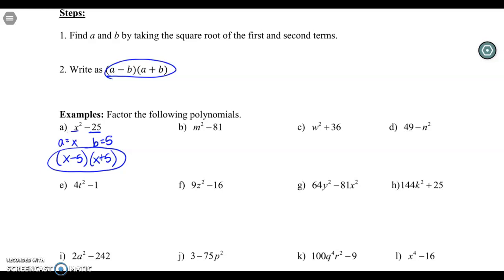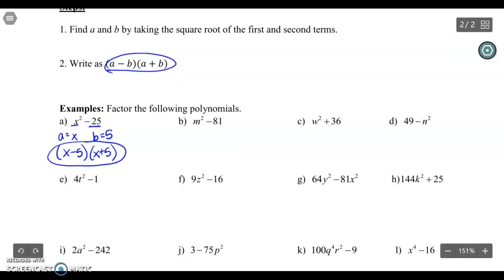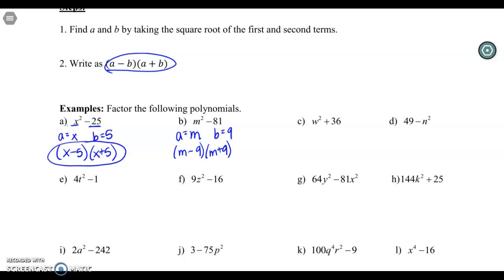So let's look at a couple other ones. With B, I have 2 perfect squares that I'm subtracting. So my A is going to be m, and my B is 9. Because m squared is m squared, and 9 squared is 81. Then I just plug those into my formula, and I'm good to go. Okay. Let's look at C.